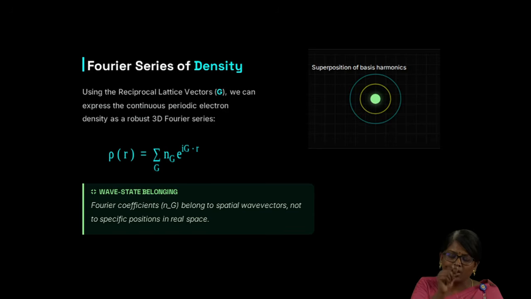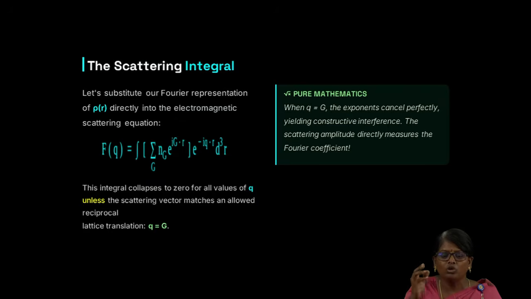So the periodic electron density rho of r is now expressed as the Fourier series, the summation over G of Ng exponential i G dot r. Here the G's are the allowed wave vectors of the Fourier series, and Ng is the Fourier coefficient, that is the weightage of the particular wave vector G in the Fourier series. Now we substitute this form of electron density rho of r into the total scattering amplitude equation, that is F of q.